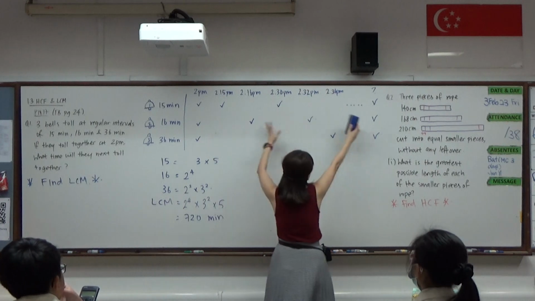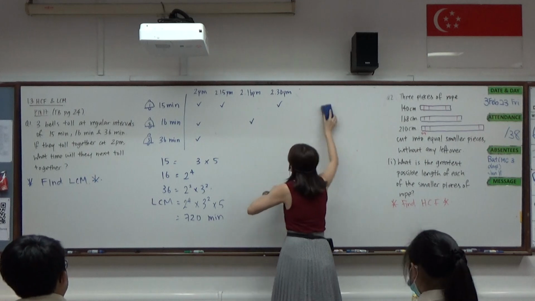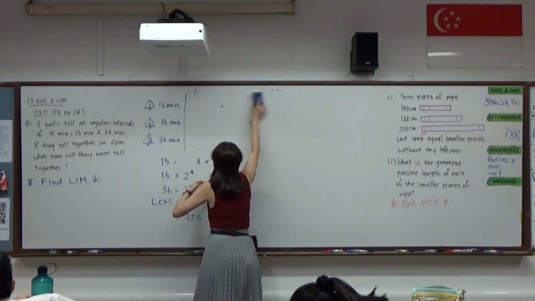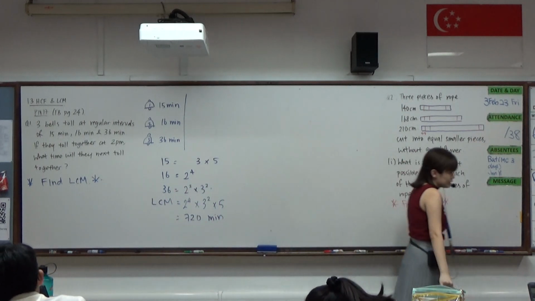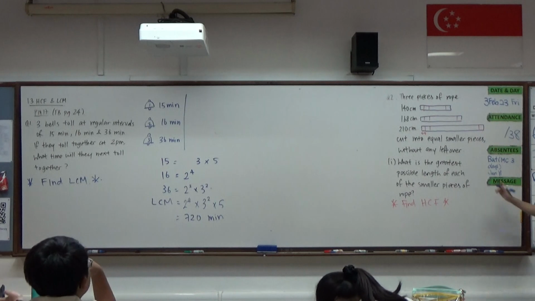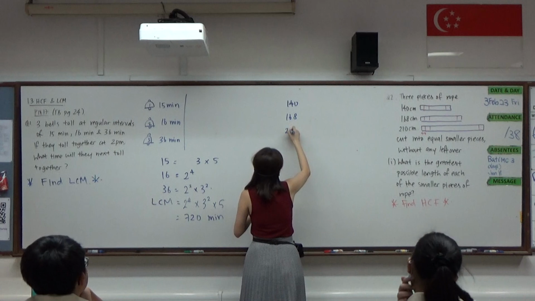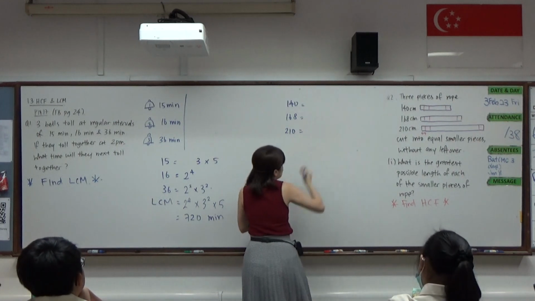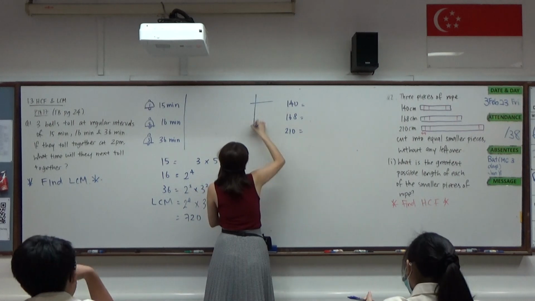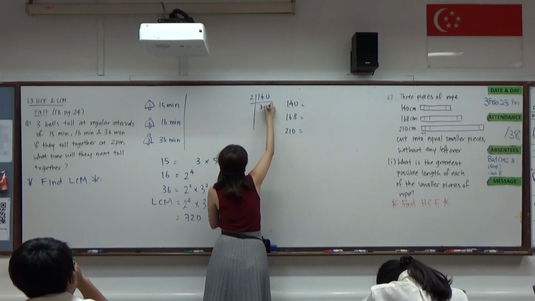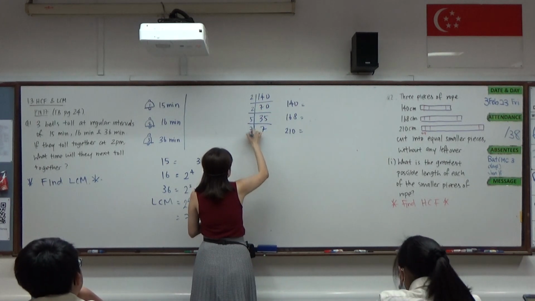So not as complicated as the one where I draw the bells. Now, we have the numbers 140, 168 and 210. We need to put them into their product of prime factors. So we do our ladder. Let me do my ladder here.